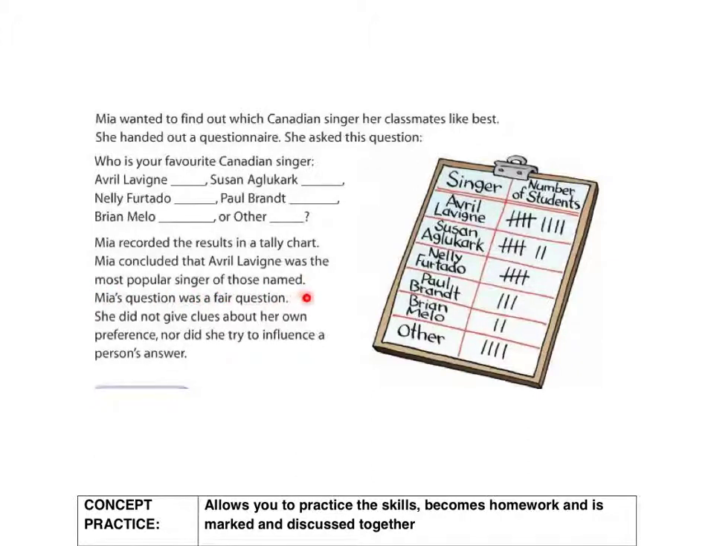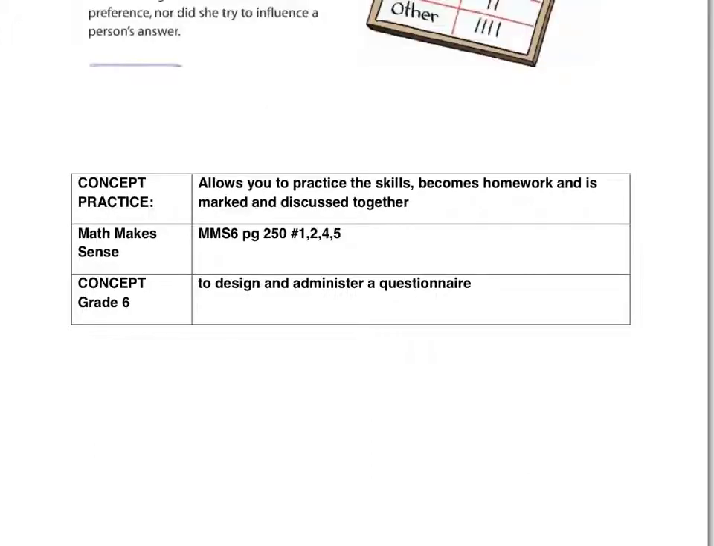Mia's question was fair. She gave a number of different options. She has an other. She didn't give any information beforehand that was biased or biasing her question. She didn't indicate her own preferences. She didn't say anything that tried to influence that person's answer. It was a very fair question.